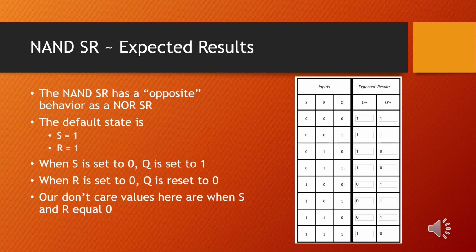And that brings us to our NAND SR latch. The NAND SR has a bit of an opposite behavior to a NOR SR, meaning that the default state for this one is S equals 1 and R equals 1. When S is set to 0, Q is set to 1, and when R is set to 0, Q is reset to 0. Our don't care values here are when S and R are equal to 0 at the same time.